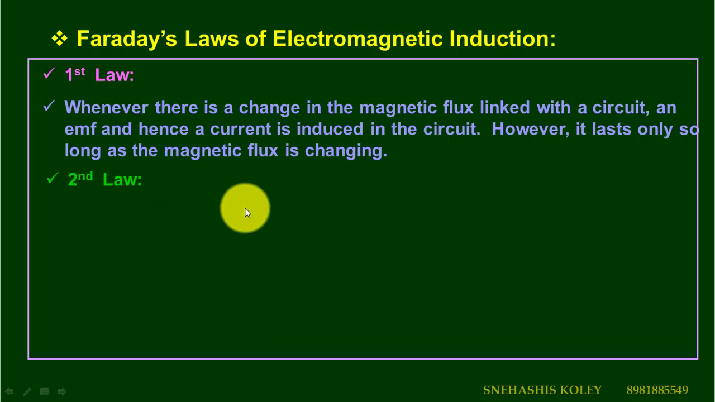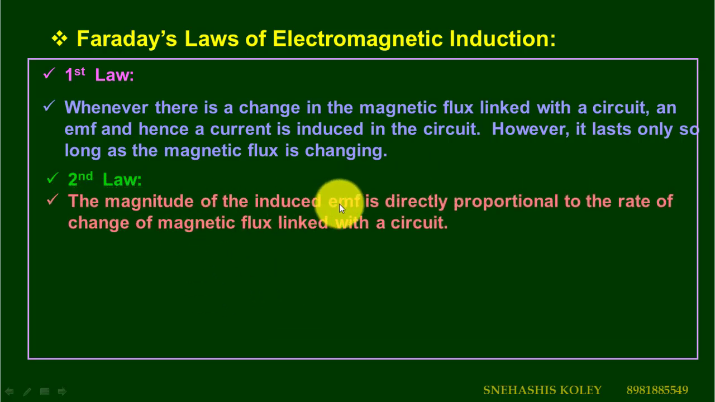When there is no change in magnetic flux, there will be no induced current or EMF. And the second law says that the magnitude of the induced EMF is directly proportional to the rate of change of magnetic flux. That means as we move the magnet towards the coil very fast, the value of induced current will be more. With an increase in the rate of change of magnetic flux, the induced EMF will increase, and hence the induced current will also increase.